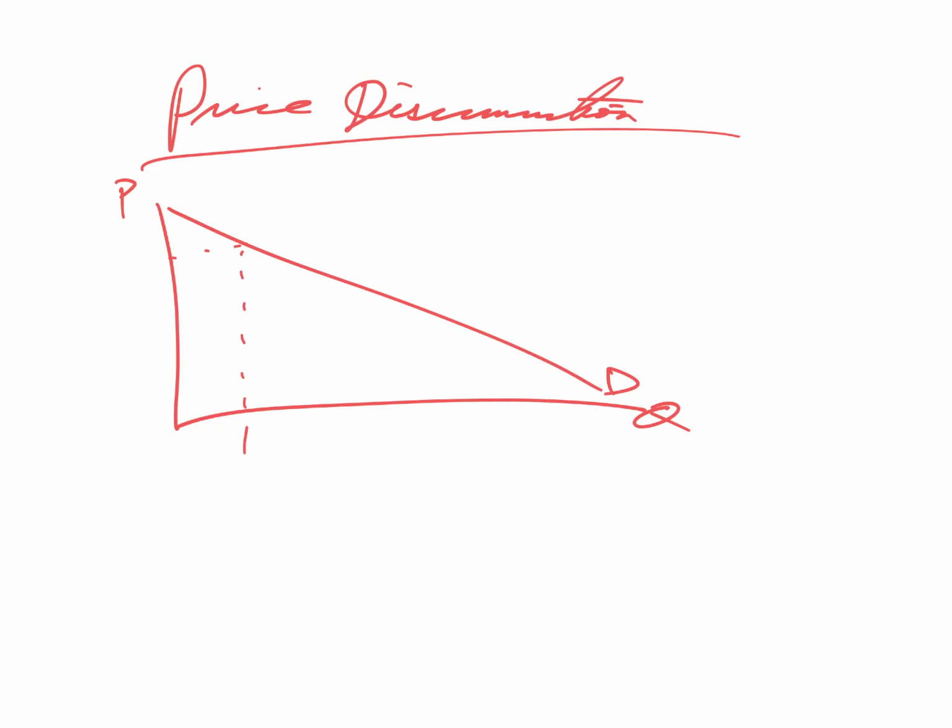Okay, if we got 1 unit produced, the monopoly can charge 10 for that. 2 units, 8. And 3 units, 6. Now, let's make this simpler and say this is person A, this is person B, this is person C. So these are 3 separate people.